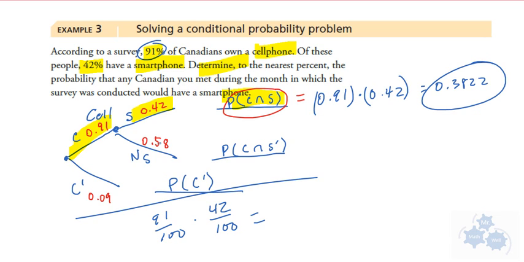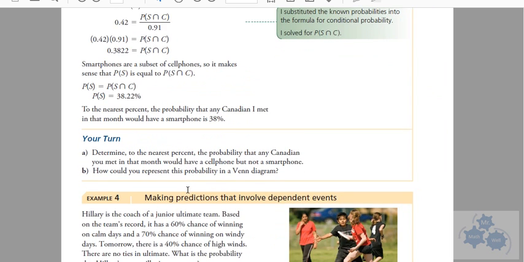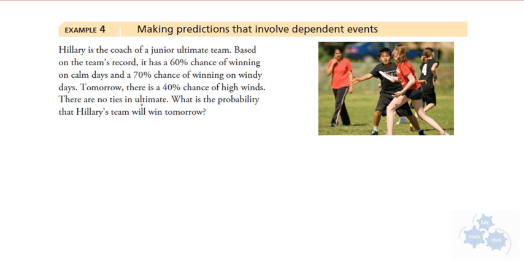Because finally, the final example I'm going to give you here in the lesson is example 4. And this is where I think the tree diagram is going to help us out quite a bit. So right now, this has just been dependent events. It says conditional probability problem, but that's pretty low level. So let's take a look at our final example from the text, example number 4. Right here. Okay, making predictions that involve dependent events. Okay, so here's where it gets real here.